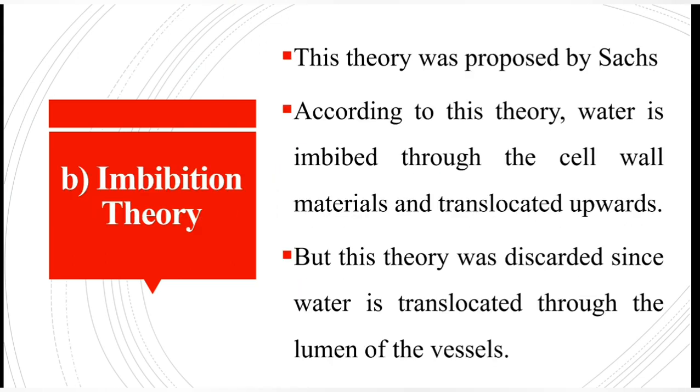Then the imbibition theory, which was proposed by Sachs. According to this theory, water is imbibed through cell wall material and translocated upward. But this theory was discarded since water is translocated through the lumen of the vessel. This theory said that through imbibition, the cell wall imbibes some water, and through that cell wall the ascent of sap occurs. But the ascent of sap actually occurs through the lumen of the xylem, not through the cell wall of the xylem. So this theory was also rejected.